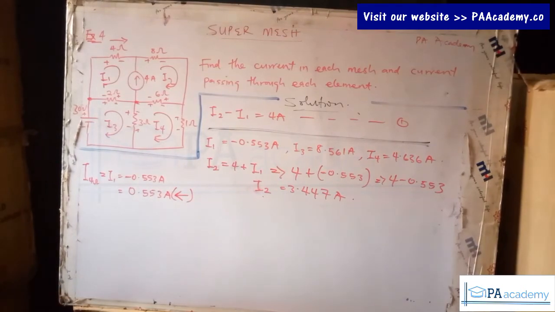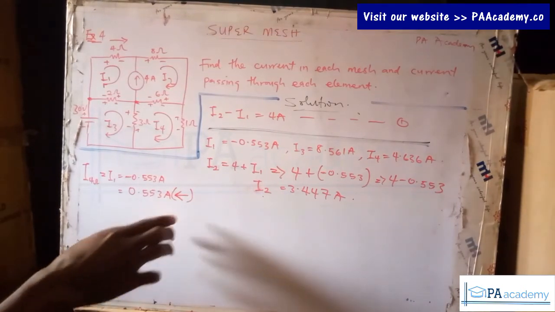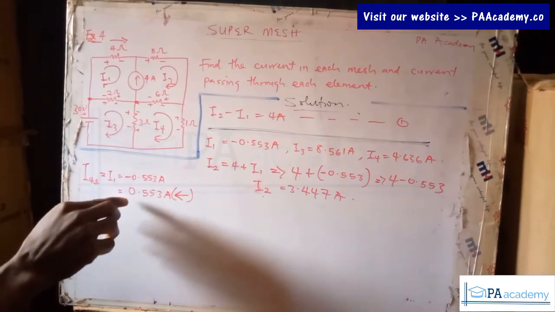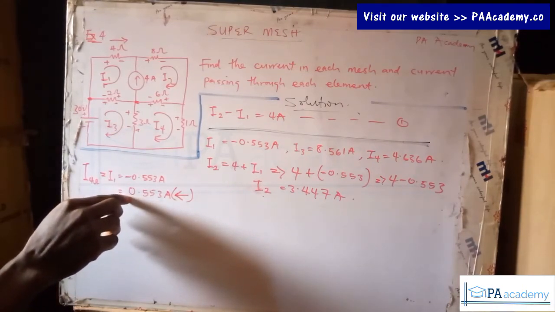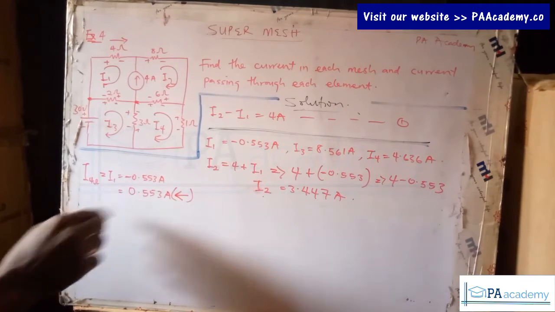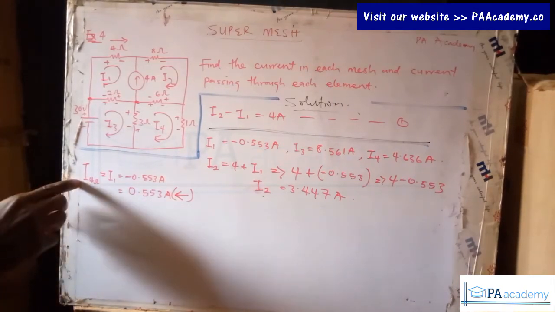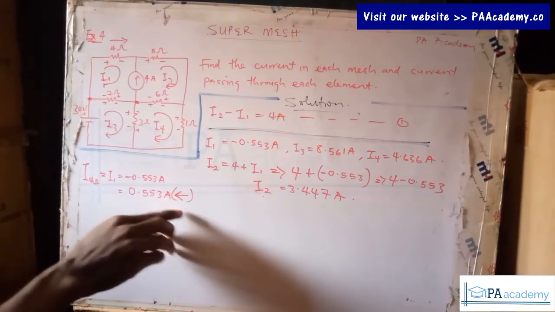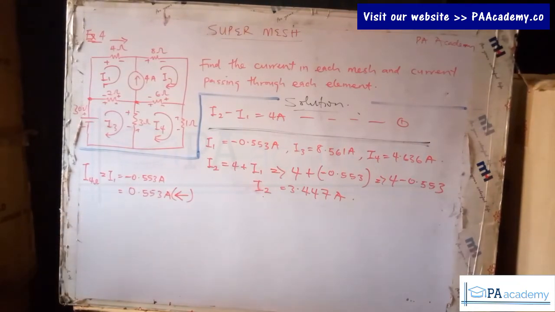So you can put this in brackets. Exactly. Now you can see this is the correct direction in which the current is flowing, which is why we are not having the negative. I hope that is clear. This is the direction. So we've been able to get the current flowing through the 4 ohm resistor to be 0.553 amperes in this direction. Now let's look at the next one.